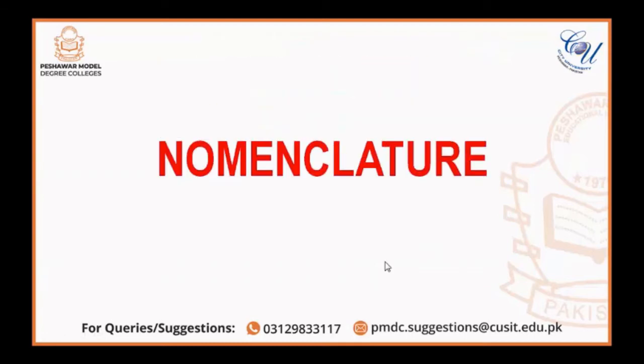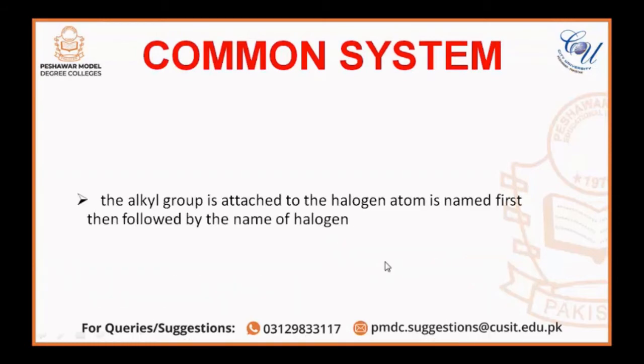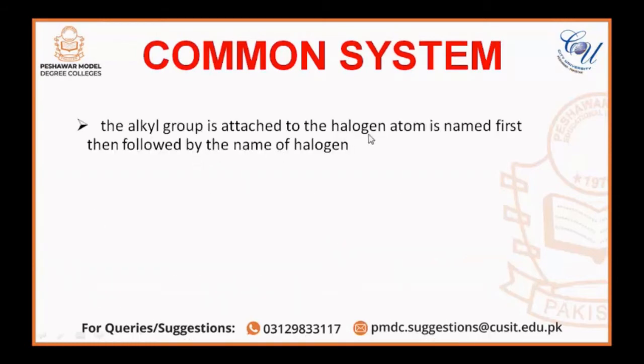Now, nomenclature. First we will discuss the common system. The alkyl group attached to the halogen atom is named first, followed by the name of the halogen. CH3Cl. First we write the alkyl name, that is the methyl group, and then we write the halogen name, that is chloride. So we call it methyl chloride.